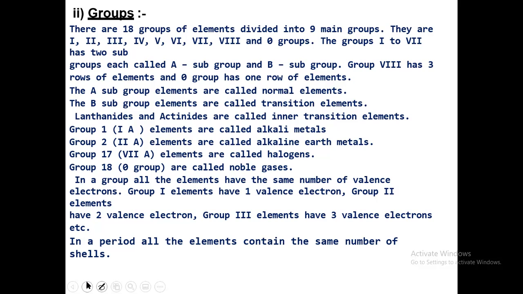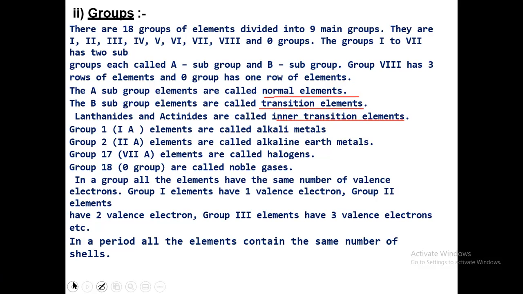The A subgroup elements are called normal elements. B subgroup elements are known as transitional elements. Lanthanides and actinides are called inner transition elements. Group 1 elements are called alkali metals. Group 2 elements are known as alkaline earth metals, and group 17 elements are called halogens. Group 18 are known as noble gases, as well as we can say inert gases.